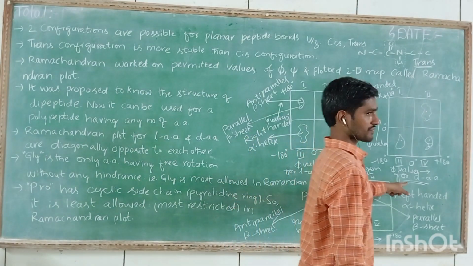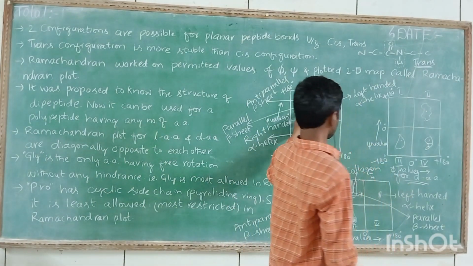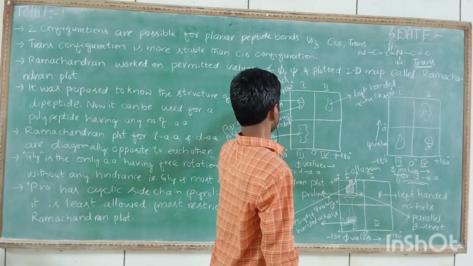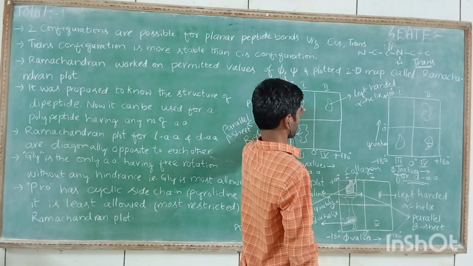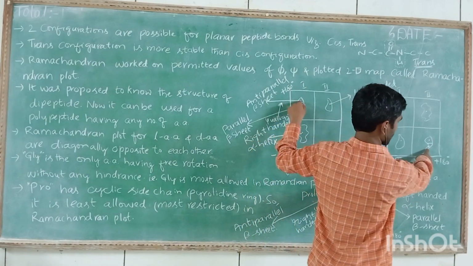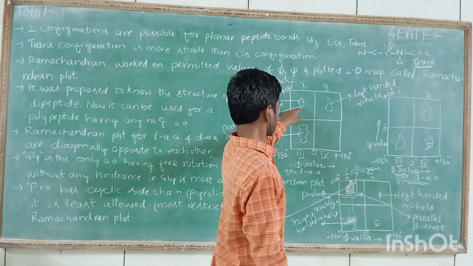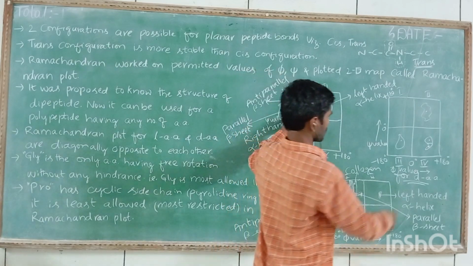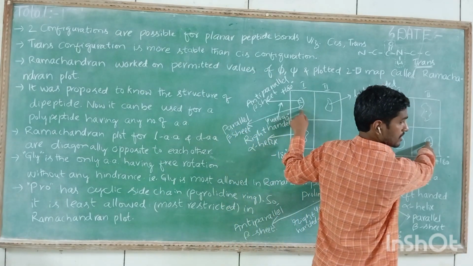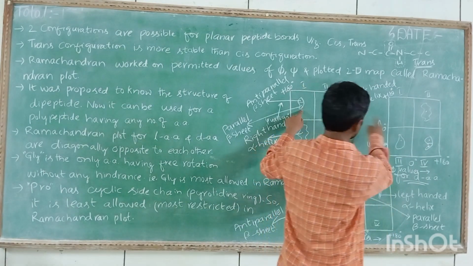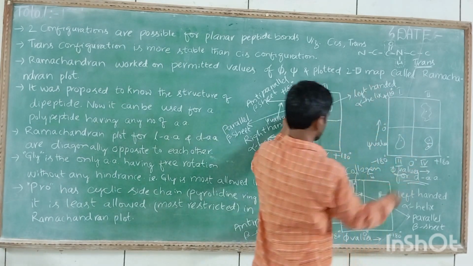In the case of D amino acids, these values are diagonally opposite to each other. Here it is for the anti-parallel beta sheet, and here it is for the parallel beta sheet in the case of D amino acids. So we can say these two are diagonally opposite to each other, right? These two are diagonally opposite to each other.